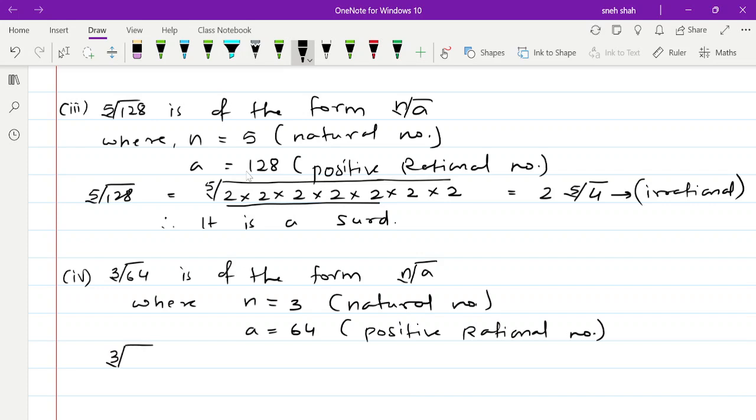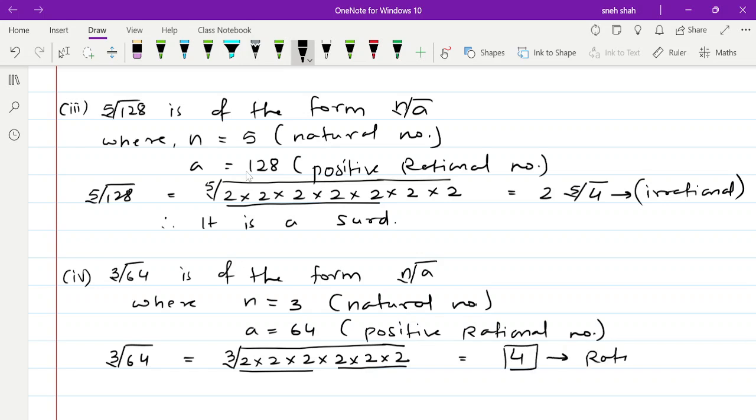Now, cube root of 64 can be simplified as 2 into 2 into 2 into 2 into 2 into 2. Now, for the cube root, making groups of three digits, we can see that the correct answer for this is exactly 4, which is a rational number. So, the third criteria of irrational number is not being satisfied. 4 is not irrational, and hence we can conclude that it is not a surd.